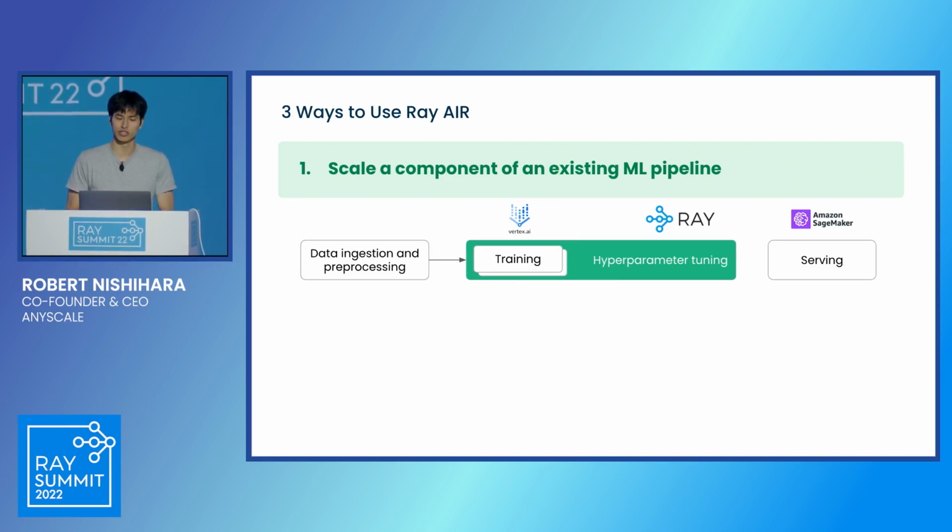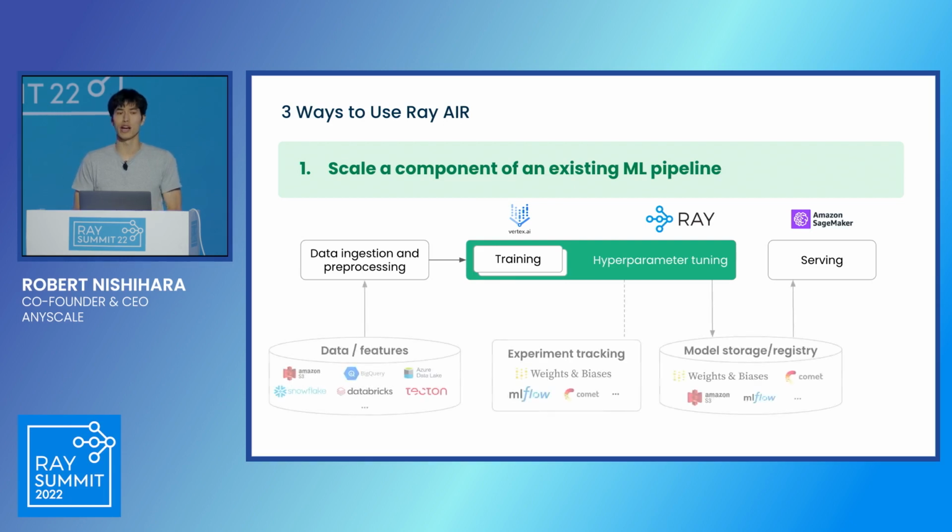And this is important because you may already be using a number of different tools. You may have ML platforms like SageMaker or Vertex. You may have data platforms. You may be using a variety of MLOps frameworks. Ray integrates with everything. And so you can leave everything in place and scale just that one component with Ray.